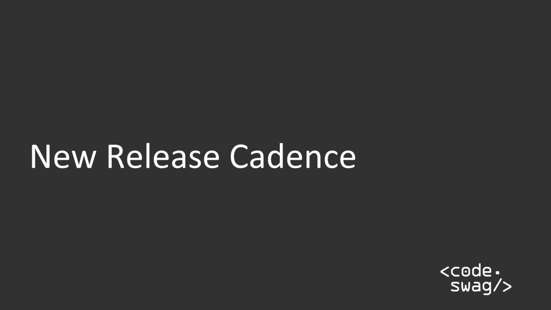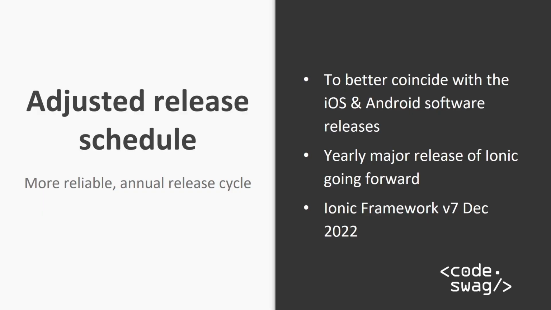Phew! That's a lot of new and updated components. Next, we look at the new release cadence. With the release of Ionic 6, the Ionic team is adjusting their release schedule to better coincide with iOS and Android software releases. You can expect to see yearly major releases of Ionic moving forward. So, expect to see Ionic Framework version 7 in December 2022.